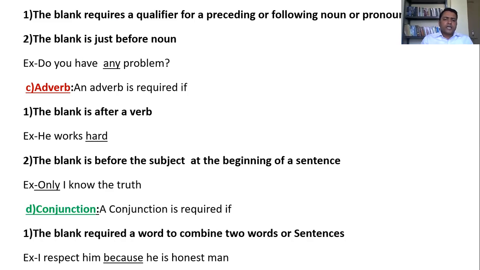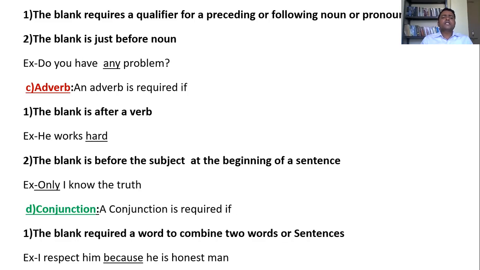The conjunction. A conjunction is required if the blank requires a word to combine two words or sentences. You know that, that is a conjunction. That joins two words or sentences. Example, I respect him because he is an honest man. Here are two sentences. I respect him is one. The second one is he is an honest man. Both sentences have been joined with the conjunction because.